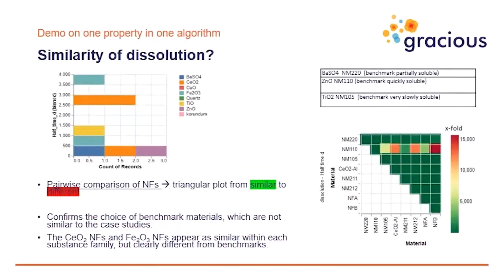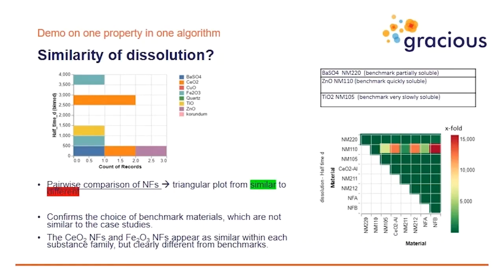This slide illustrates perhaps the simplest way to calculate similarity, by x-fold, basically the ratio between two values: the largest value divided by the smaller value of two scalar descriptors. We can look at quickly soluble zinc oxide NM110, which is a benchmark material in this case, which has a very low dissolution half time, indicated on the left side. And on the right side, the zinc oxide is on the second row.